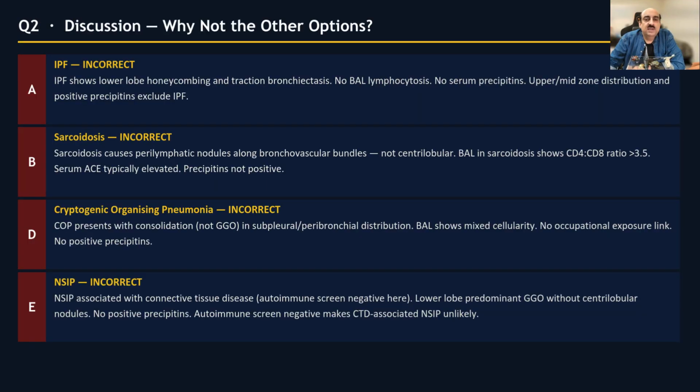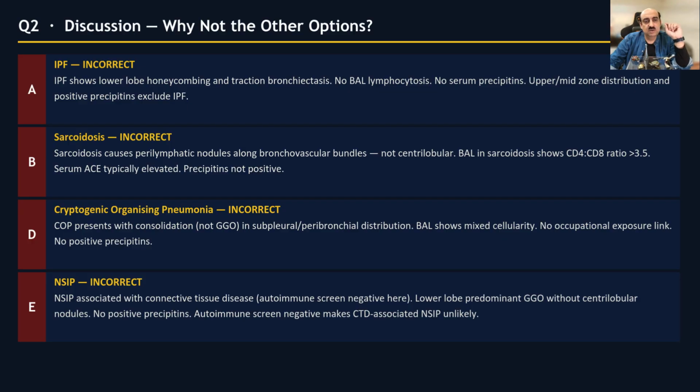But let's see why the other options are incorrect. First of all, idiopathic pulmonary fibrosis. Again, the radiological pattern would be lower zone predominance of honeycombing and traction bronchiectasis. And also the BAL will not be lymphocytic and there are no serum precipitins. Also, upper and mid zone distribution with positive precipitins excludes IPF and favors hypersensitivity pneumonitis.